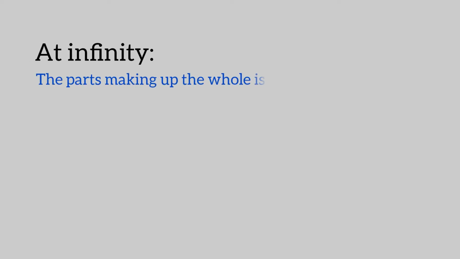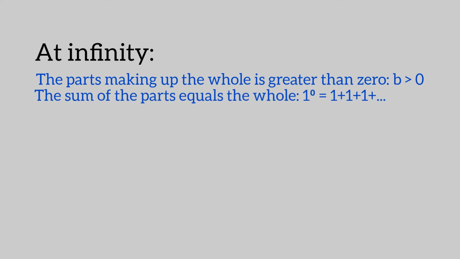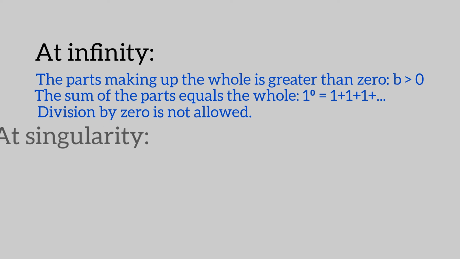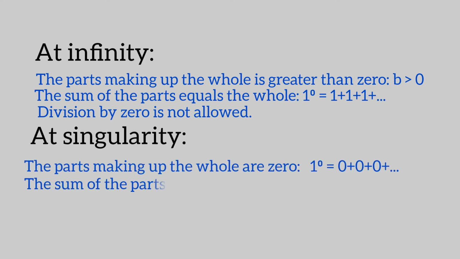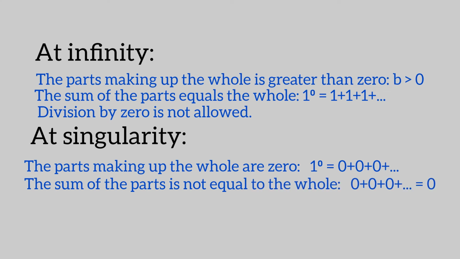To sum up things, at infinity, the parts making up the whole is greater than 0. The sum of the parts equals the whole. Division by 0 is not allowed. At a singularity, the parts making up the whole is 0. The sum of the parts is not equal to the whole. Division by 0 is allowed.